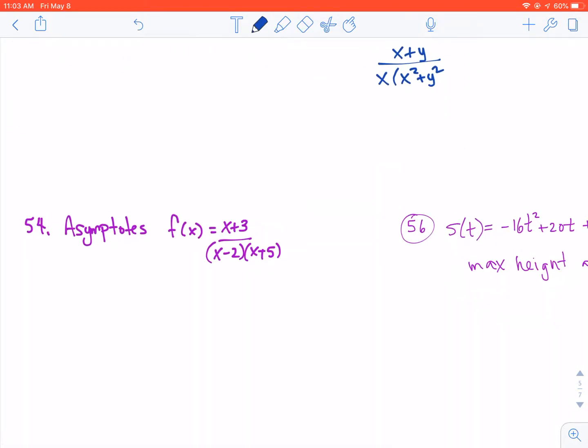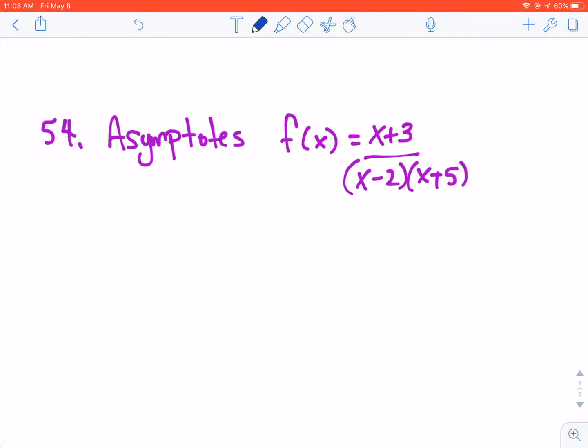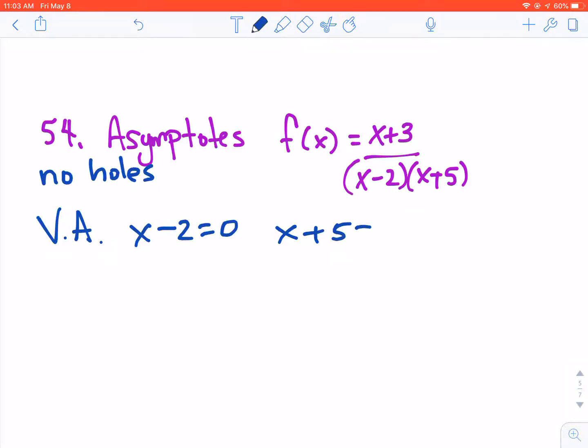All right, find my asymptotes. We'll find asymptotes and holes. So let's do vertical asymptotes first. They have to do with the denominator, right? Where is the denominator equal to 0 as long as we can't cancel? So notice we can't cancel anything, so I know there are no holes. Holes only come when I can cancel. So my vertical asymptote happens when x minus 2 equals 0 and when x plus 5 equals 0. So x is either equal to 2 or x is equal to negative 5. Those are my vertical asymptotes.